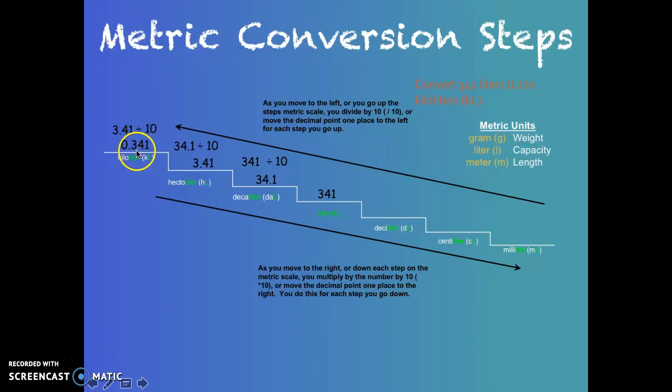And finally, as we divide by 10 one more time, it's going to ultimately be moved 3 places to the left. So we started out with 341. That decimal is right here. And we went up 1, 2, 3 steps, 1, 2, 3 places to the left. Our decimal moved because we were dividing by 10 each step of the way.